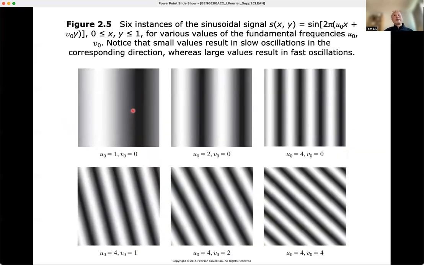Okay, so let's take a look at a few examples from the book. This is figure 2.5, and this is 6 instances of a sinusoidal signal s of x, y equals sine 2 pi u naught x plus v naught y. In this case, we would replace u naught with kx and v naught with ky, and we're going to look at various values for kx and ky. So here you notice that ky equals 0, and so we know there's not going to be any variation in the y direction. And in fact, that's what we see here. There's no variation in the y direction in any of these images, so there's only going to be variation along the x direction.